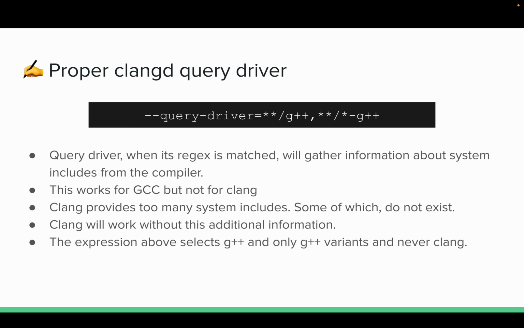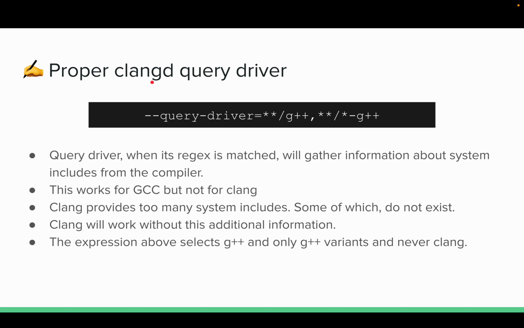This expression here is built to only accept G++ or variants that have the dash in front of it, like ARM, none, EABI, dash, G++. So in order to ensure that clangd works on all of your repos, I recommend doing this.